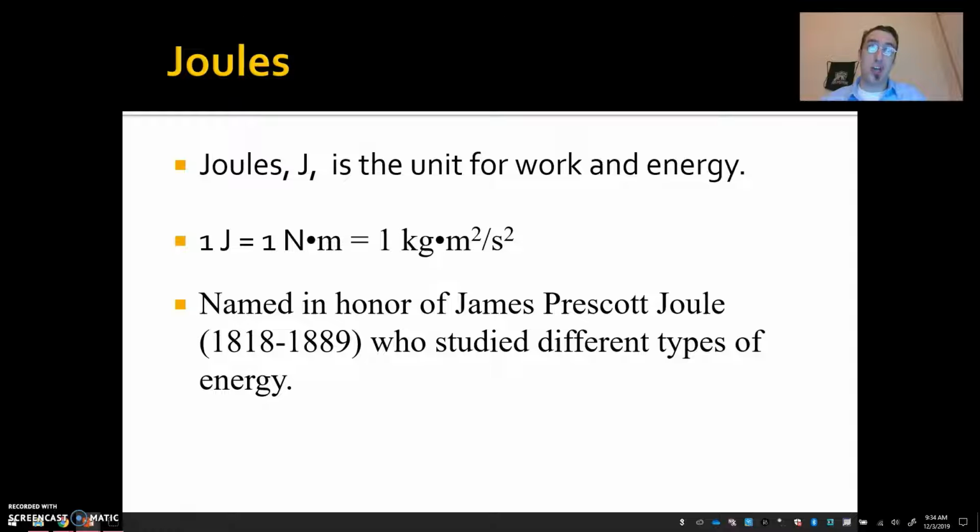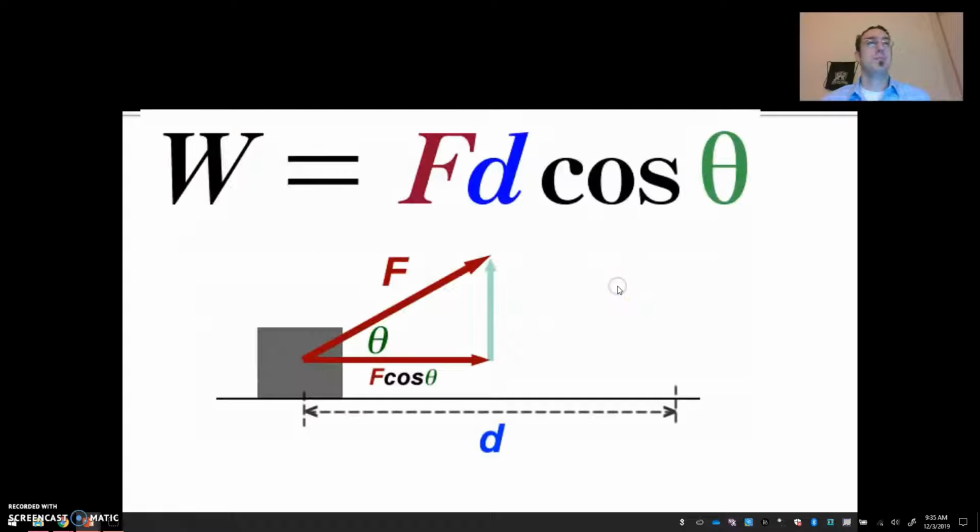Joules, J, is the unit for work and energy. It's the same unit for all of it. And 1 joule is an abbreviation. It stands for a Newton meter, or in other words, a kilogram meter squared per second squared. Instead of writing all that stuff every time we do work, we'll just write joules instead. It's named after a guy named James Prescott Joule, who in the 1800s did a lot of study on types of energy. So physicists named this unit after him, which kind of makes sense.